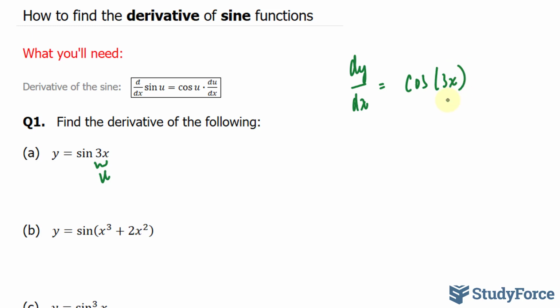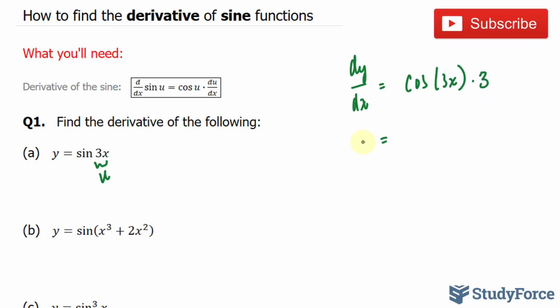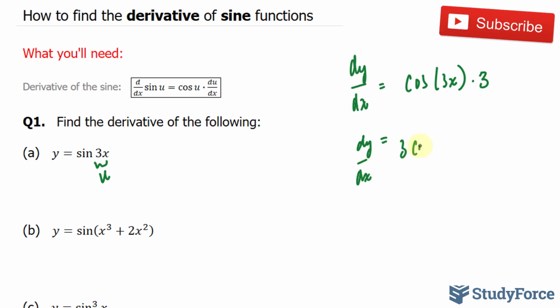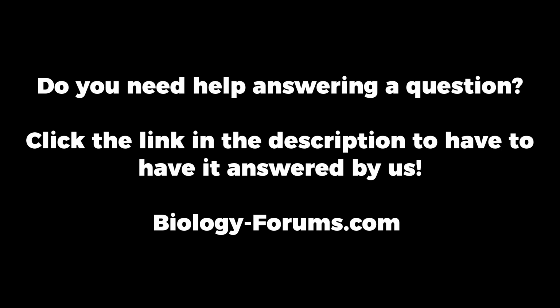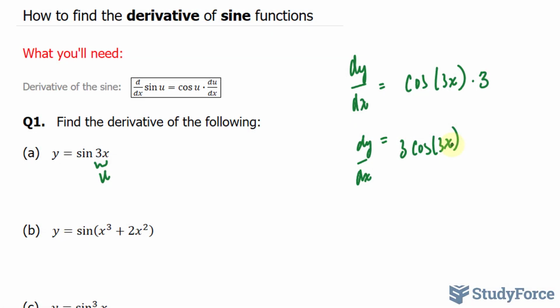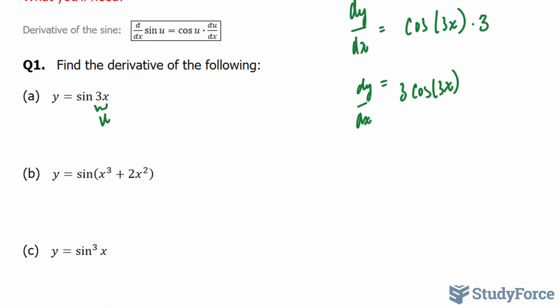The derivative of 3x is easy. Use the power rule. It becomes simply 3. So our final answer is dy over dx is equal to 3 cosine 3x. That's all it takes. Let's move on to question B.